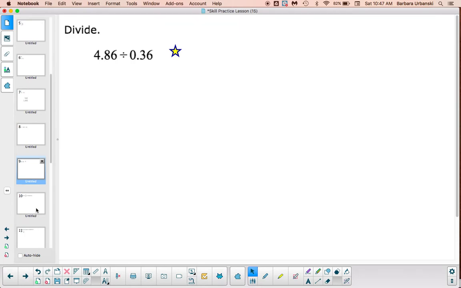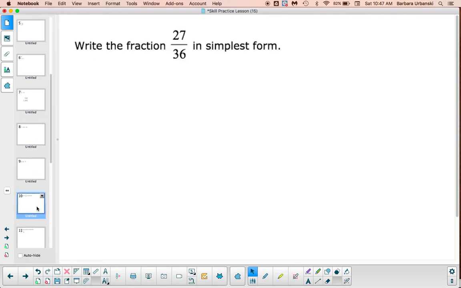Some of you may have learned it last year. Some of you may not have learned it, but I don't want you to worry about it right now. And I don't want you using a calculator either. Write the fraction 27 over 36, or 27/36, in simplest form.